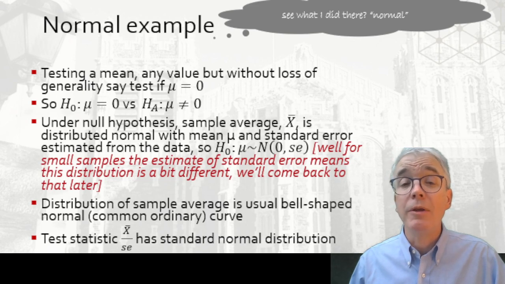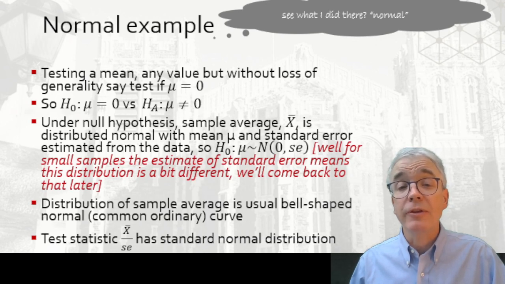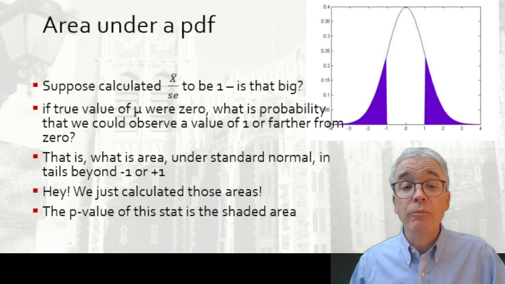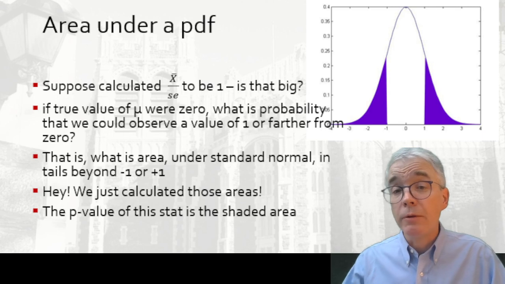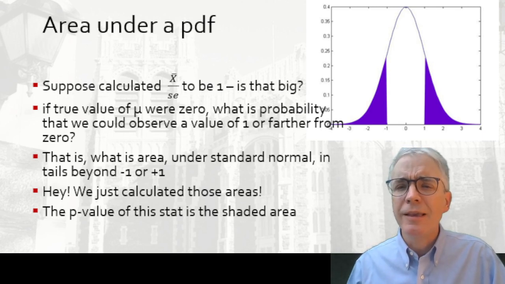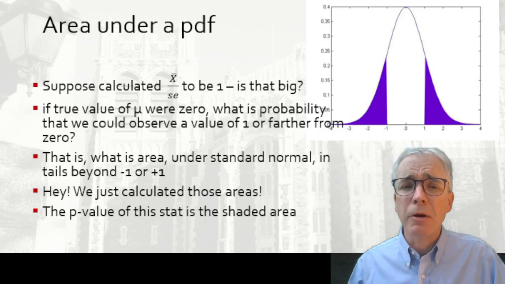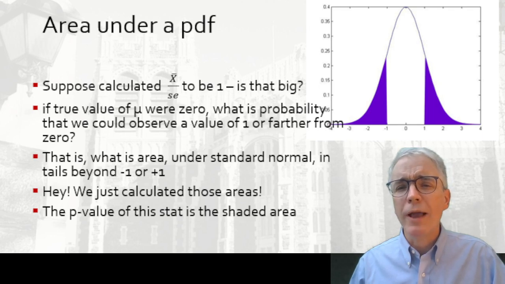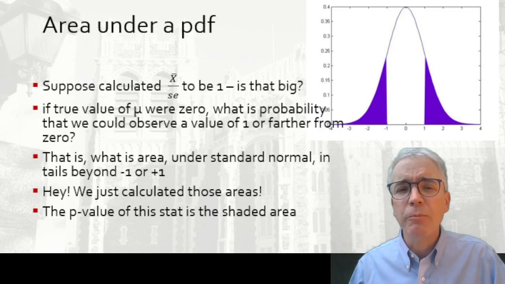It's so common. If I divide my estimate of the mean, x bar, by its standard error, then the ratio is going to have a standard normal distribution. Under the null hypothesis, it's going to have a mean of 0 and a standard error of 1. Now, suppose I calculate x bar over the standard error to be 1. If I then ask, is that a big difference? Is that a big number? In this null hypothesis formulation, we say that if the true value of mu were actually 0, what's the probability we could observe a value of 1 or farther than that from 0?